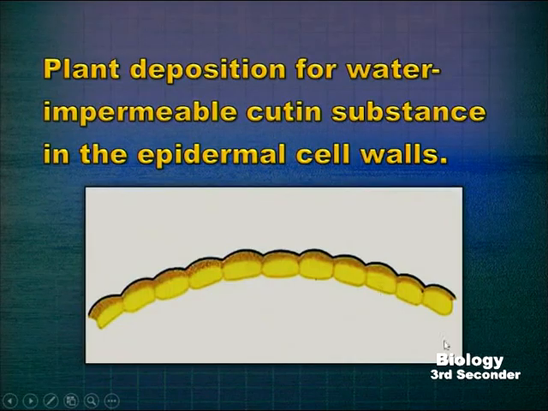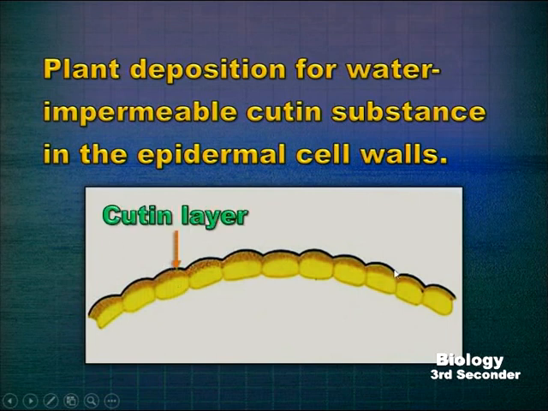Another example is deposition of cutin or cuticle layer on the epidermis, whether upper or lower, except at the stomata in the plant leaves. Cutin or cuticle layer is a water impermeable material deposited on the epidermis on one side. Pay attention here: cutin is deposited on the plant cell from one side only, not all sides. It prevents the passage of water, so it helps the plant cell to save its water content. This is the cutin layer, covering the epidermis from the outer side.